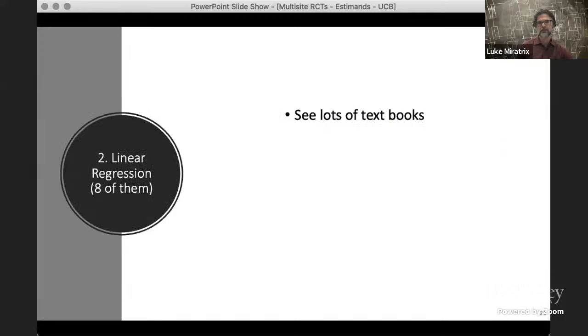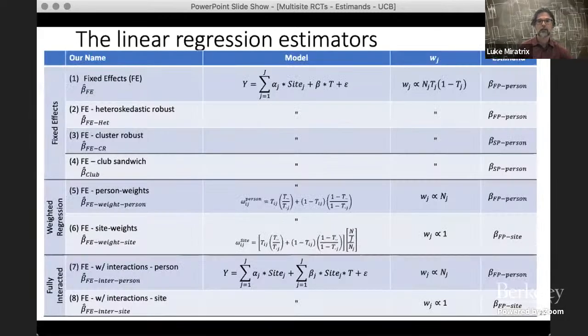For linear regression, there are a lot of textbooks, so I'm not going to give you a citation, but we identified 8 different variants, which differ primarily in how you calculate the standard errors and whether you include interaction terms or not. So fixed effects models is where you have those fixed effects, and then you can calculate standard errors using heteroscedastic or cluster robust standard errors, or you can just use the old style standard error.